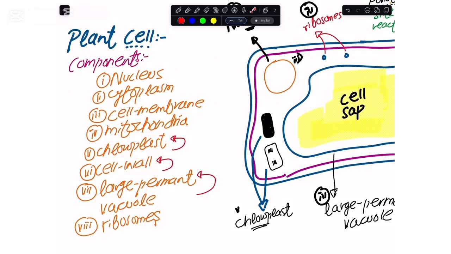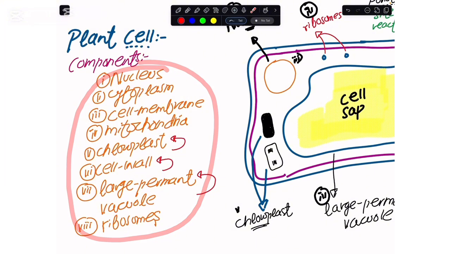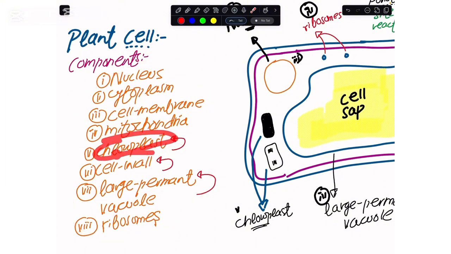I kept emphasizing that the animal cell has some small, numerous, temporarily existing vacuoles, but when we talk about plant cells, they have a large permanent vacuole. So most of the things here are the same as the animal cell, with these exceptions. We don't have to discuss again the nucleus, the cytoplasm, the cell membrane. We have to look at these structures.